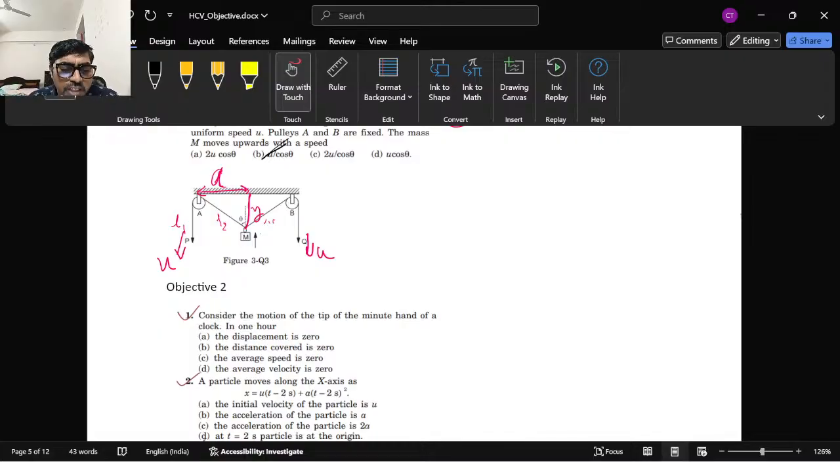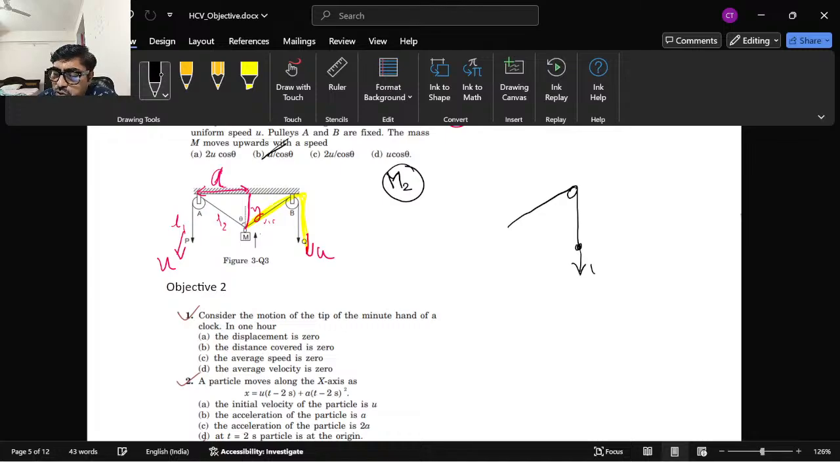Okay, so that is method 1. Now I am going to go for method 2. What I'll do is I'll take only one part of the string. Which part of the string should we take, the right side part or the left side part? Let's say the right side part I'll consider. Let me draw the diagram over here. This side is going down with velocity u, and this is going up with velocity v, and this angle is theta.